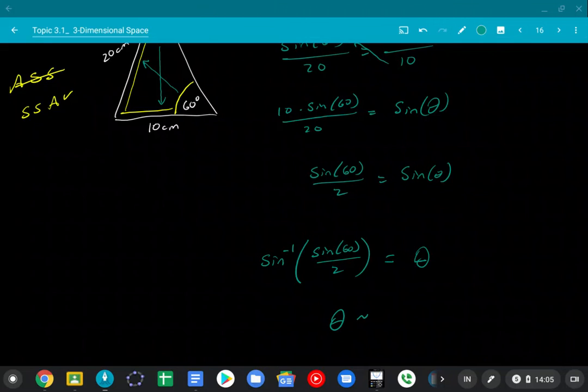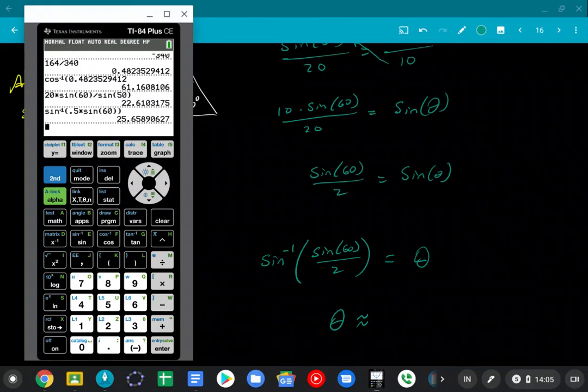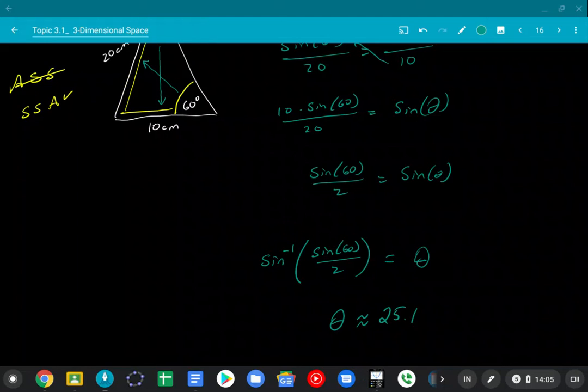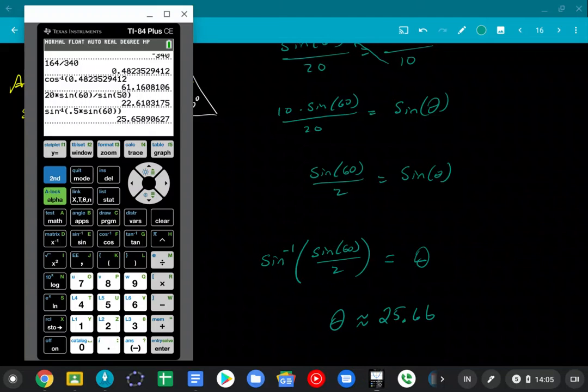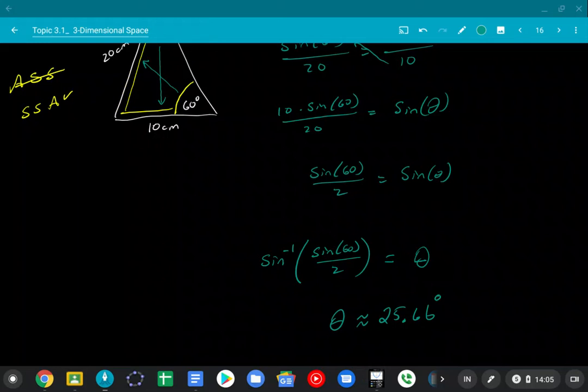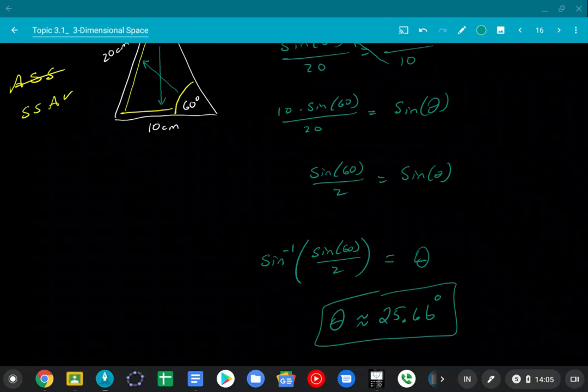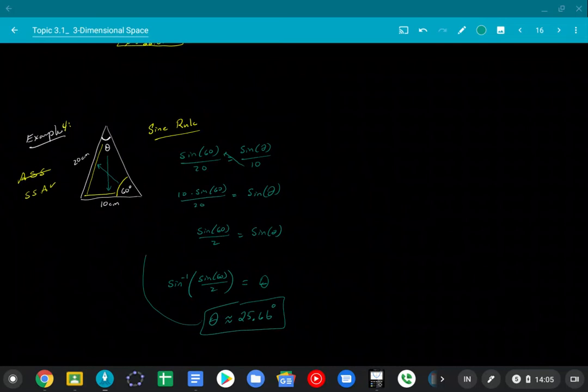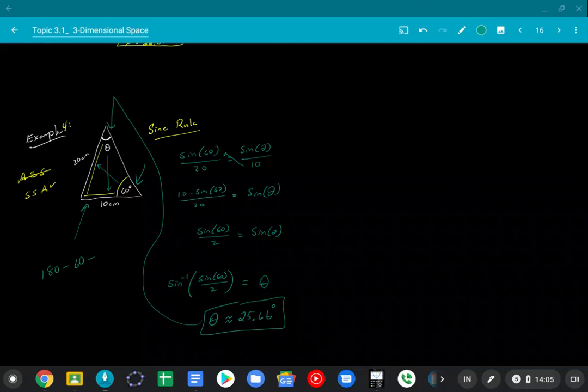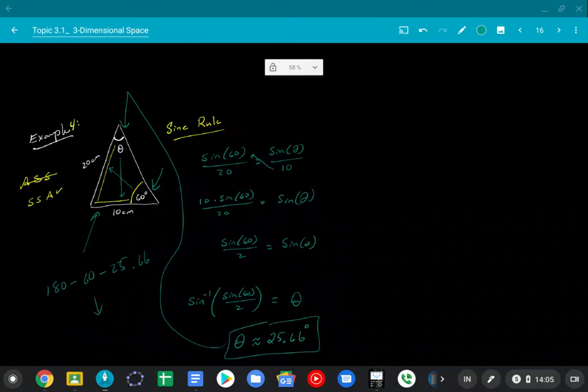So theta is approximately 25.66, I'll say. Did I get that right? Yeah. And that's going to be degrees. And of course, once you know two angles, you could easily find the third angle because they all add up to 180, right? So you found all three angles. Okay. I'll let you guys figure that part out.